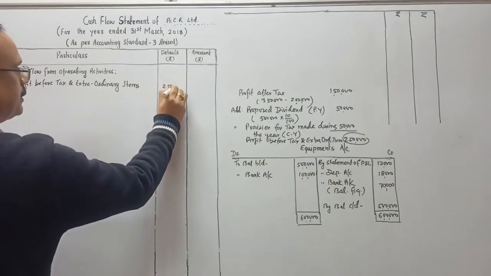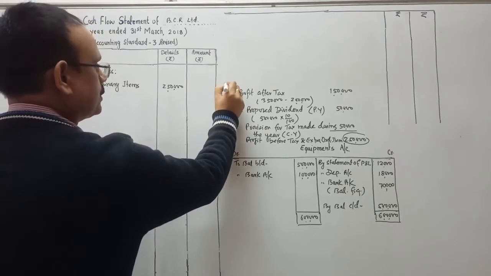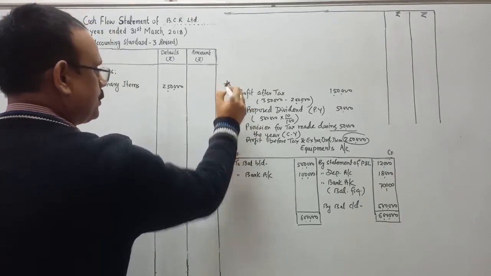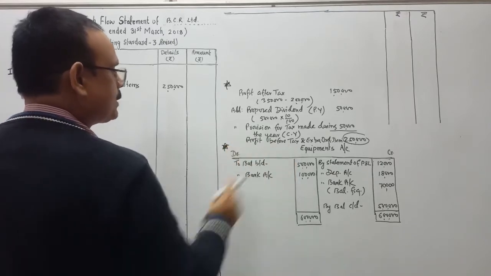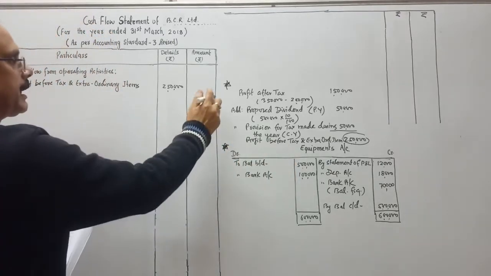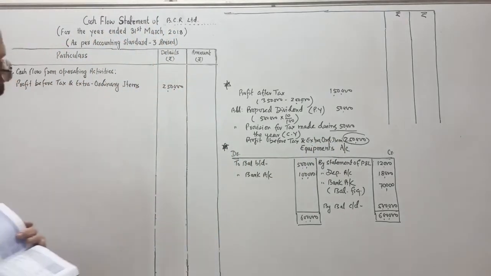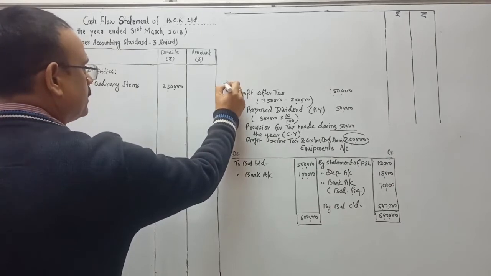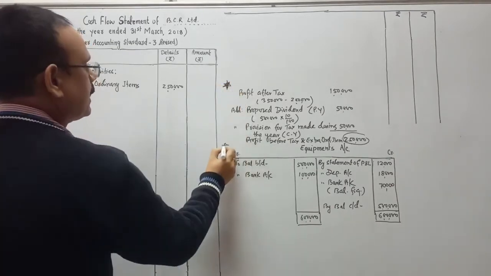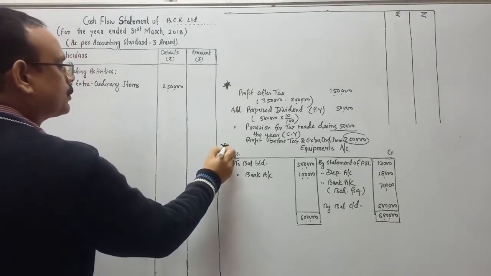2,50,000. So this is also a working note. This one is a working note, and this is working note number 2. The equipment is one working, and the calculation of profit before tax and extraordinary items is another working note. So do the working notes neatly. Is it clear? Another working note.